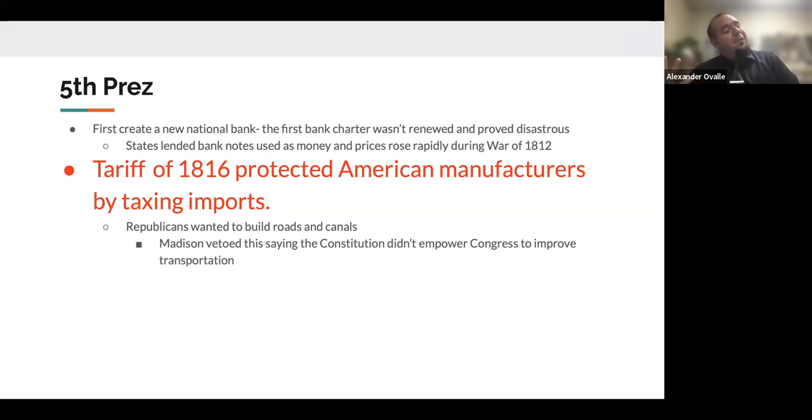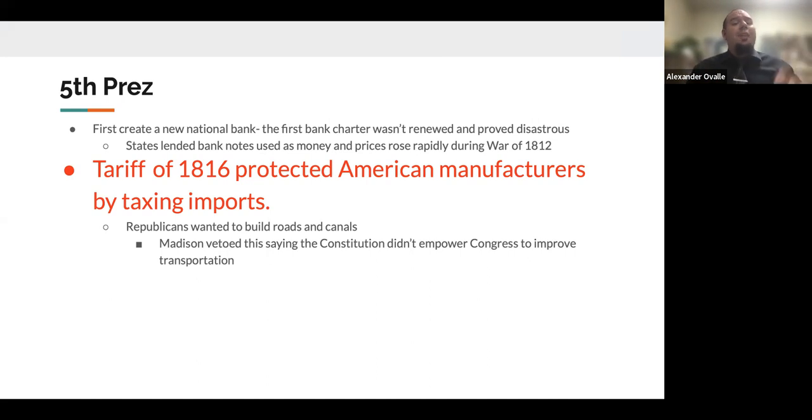So he's the fifth president. Obviously, I said that earlier. He was the first to create a new national bank. The first bank charter, like I said last lecture, wasn't renewed, which proved to be disastrous.